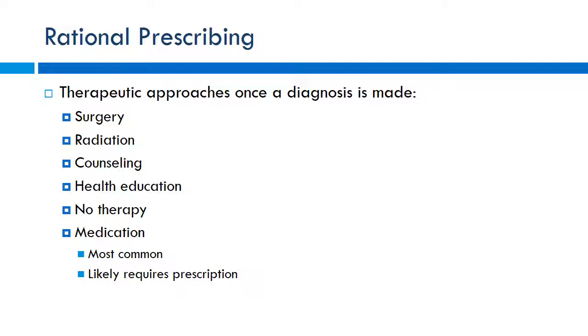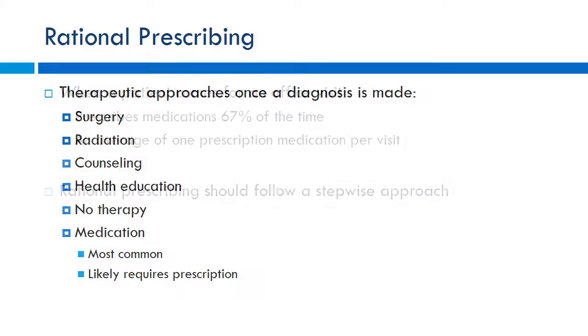Basically, our therapeutic approaches, once we have a diagnosis, once you've figured out what is wrong with the patient, oftentimes could lead to things like surgery, radiation, or counseling. In a lot of cases, you may find no therapy is needed, but more often than not, medication is going to be utilized. It's very rare that a patient gets admitted to the hospital and does not get put on some sort of medication, either one they were on beforehand or one that is started new in the hospital. And again, most likely it's going to require a prescription. The nature of the beast.